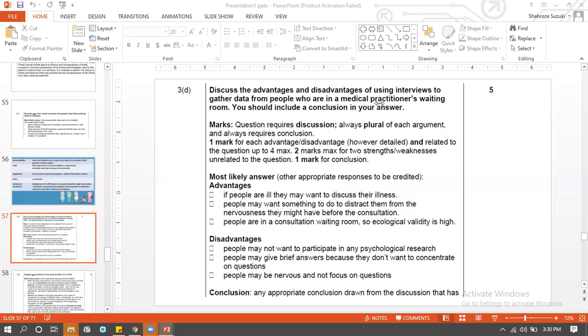Another disadvantage of using interviews to collect data is that, you know what, there will be no confidentiality because they're going to be in the open, so people can identify who gave what information because it's happening in front of everyone, right? So there will be no confidentiality.